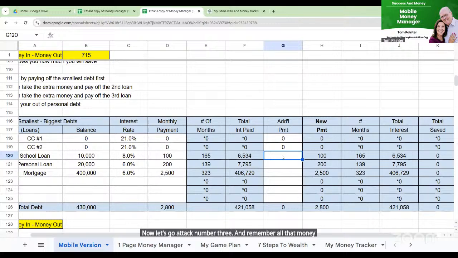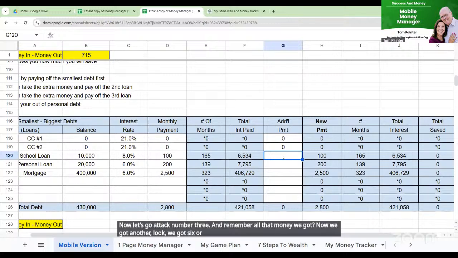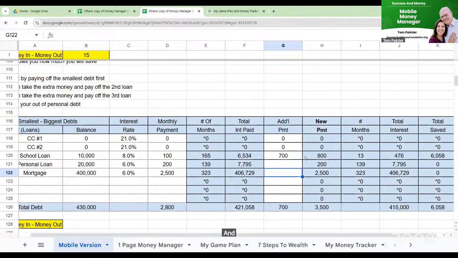Now we've got another look. We've got $600 or $700 to be able to spend. Let's go spend 700 there. And you can see now we'll have the school loans all paid off in a year. Now, in order to do this, you probably have to go make more money. If there's not enough in there, we've got to do a side hustle or something else, but we want to be able to get out of that debt.